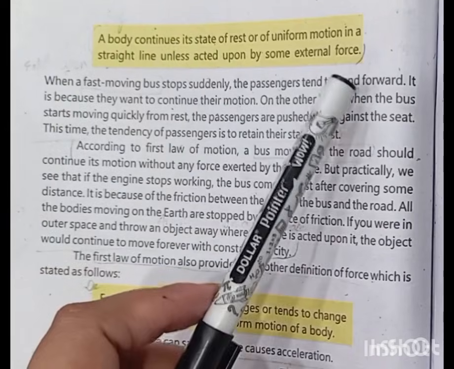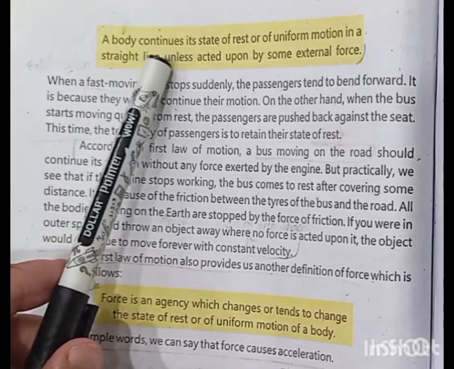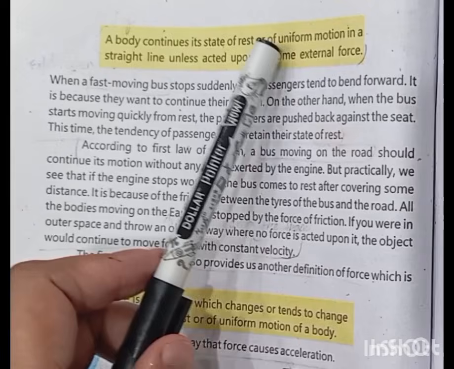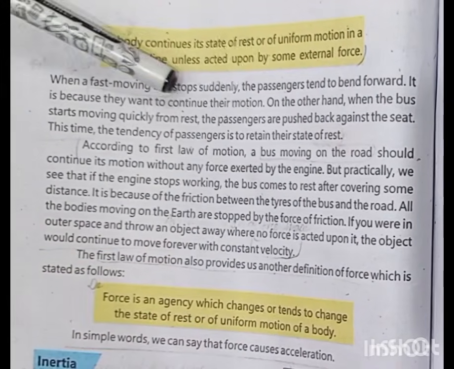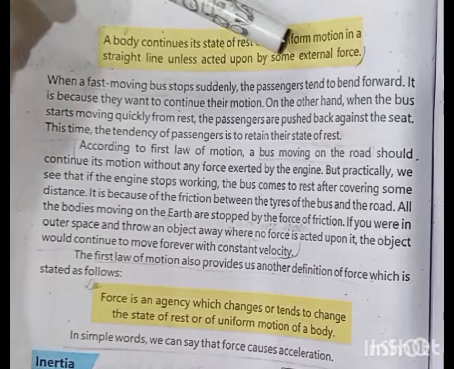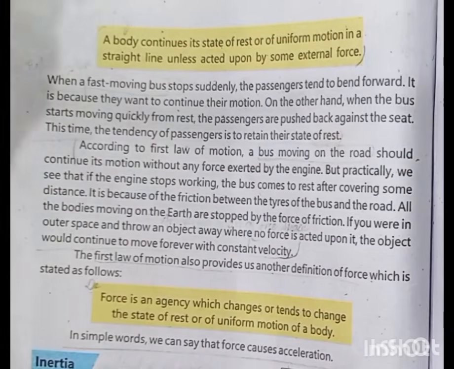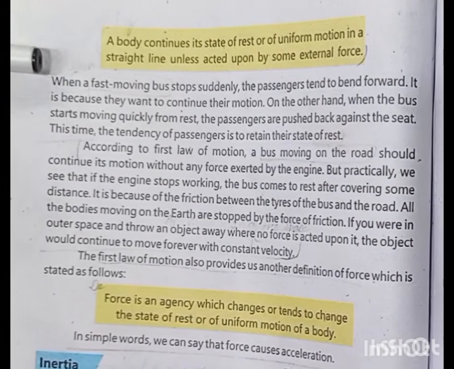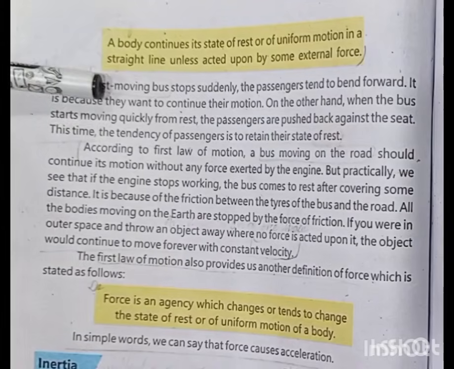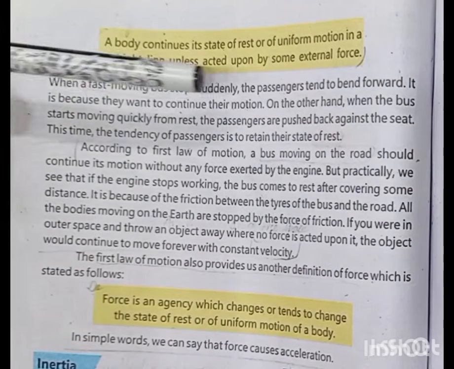Please underline this yellow box. A body continues in its state of rest or uniform motion in a straight line unless acted upon by some external force. This is the definition of Newton's first law. Here is an example; give it a heading: when a fast moving bus stops suddenly.